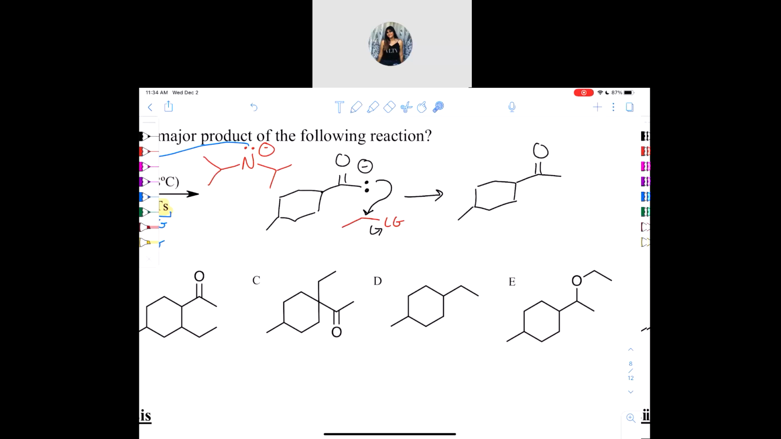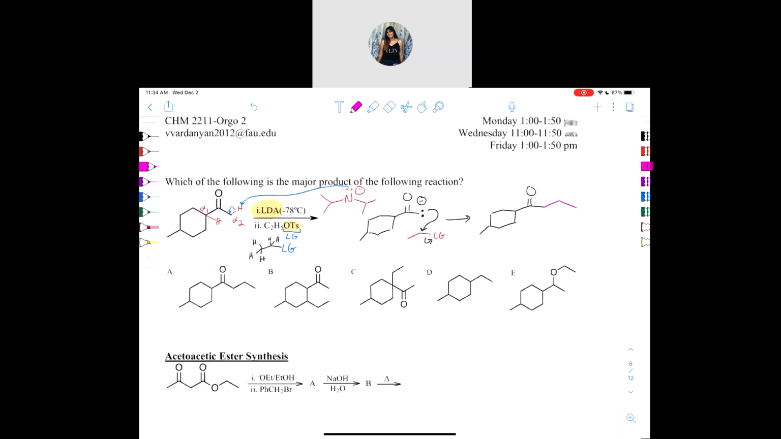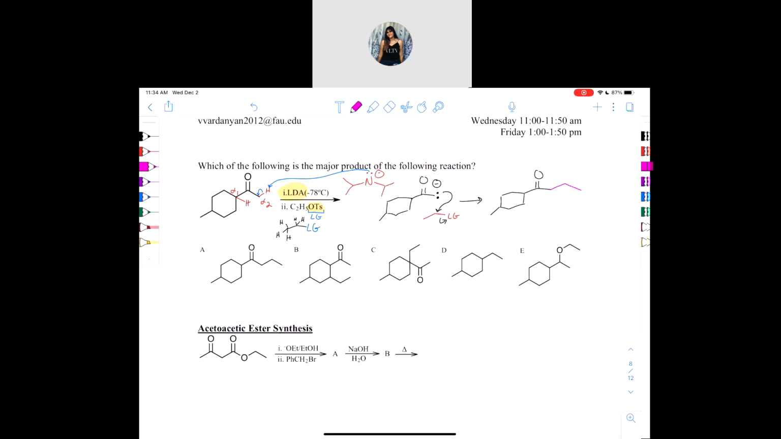And remember, this is not like chapter 17. We're not replacing this carbon. We're adding to it. So we're going to go ahead and add 1, 2 carbons. And which of these answer choices looks familiar? A, exactly.